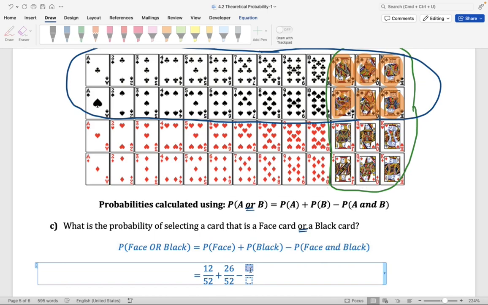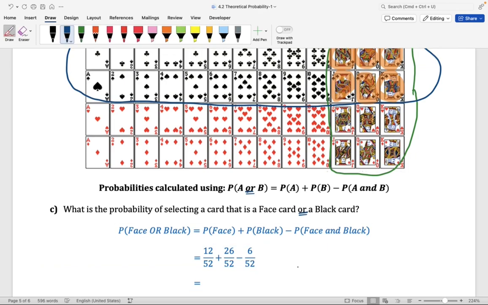Here on the numerator, we're going to count the number of cards that are black and have a face on it. Here we have 6 cards, the jacks, the queens, and the kings of clubs and spades. Again, we have 6 cards that are black and have a face on it. The sample space here is still 52, which is the total number of outcomes. So notice, by doing this, we're making sure that those 6 cards are not being counted twice. Now they're only going to be counted once.